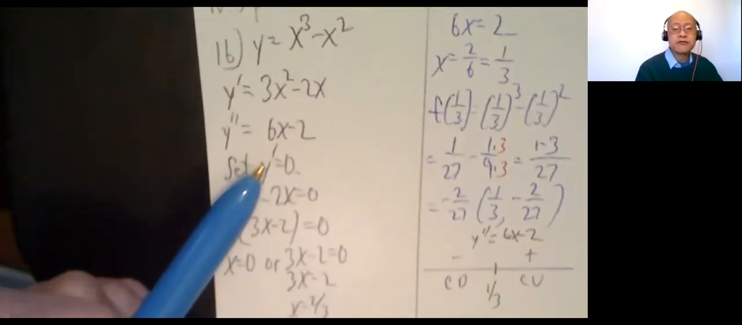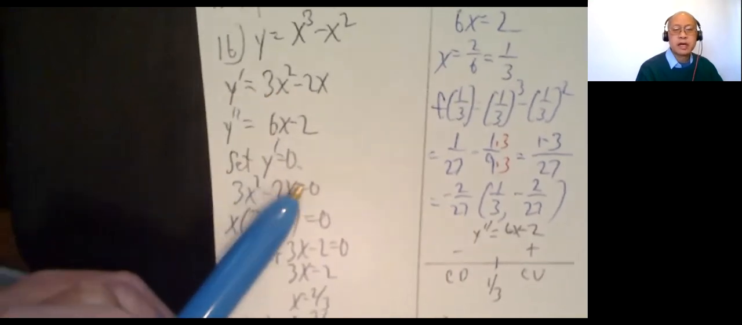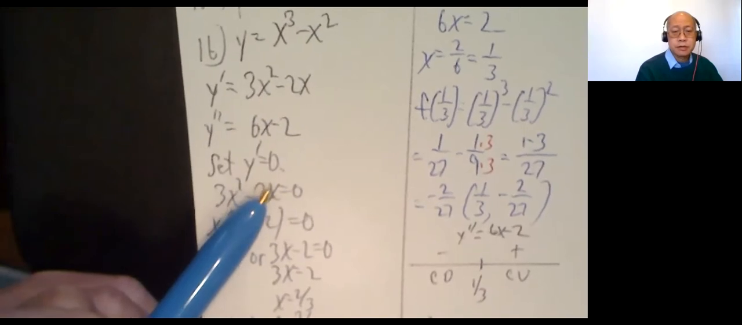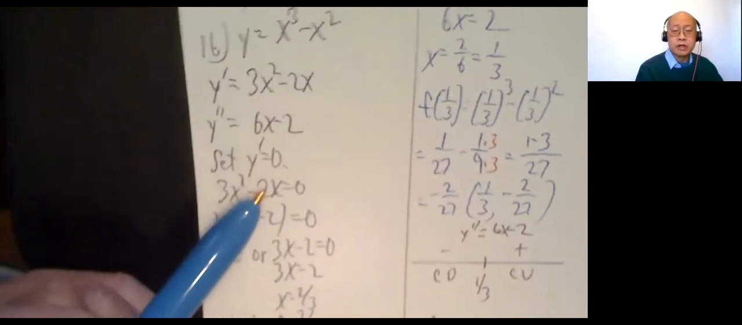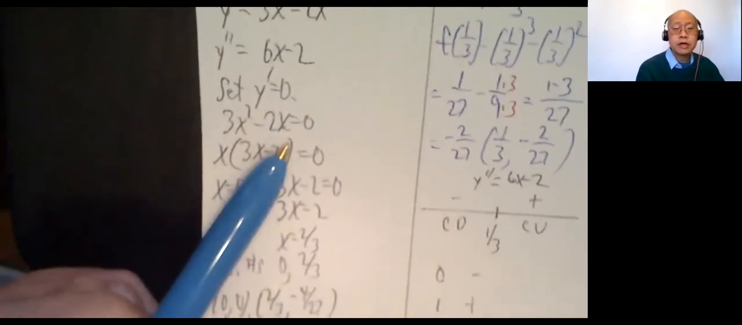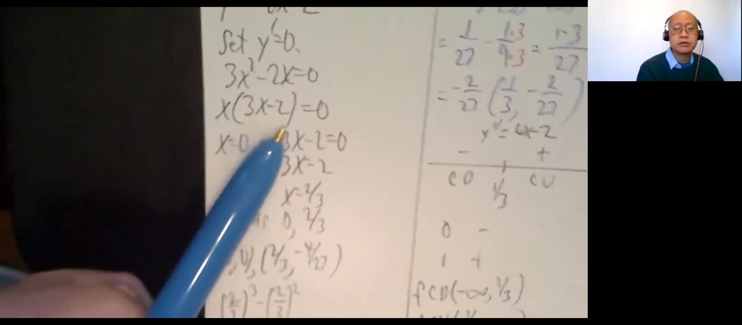Okay, now set the first derivative equal to 0. So 3x squared minus 2x equals 0. We are also going to set the second derivative equal to 0. But right now, all of this stuff is what we did last time, and that's what you're going to do in the quiz. Set that equal to 0. Factor out the x. x times (3x minus 2) is equal to 0.